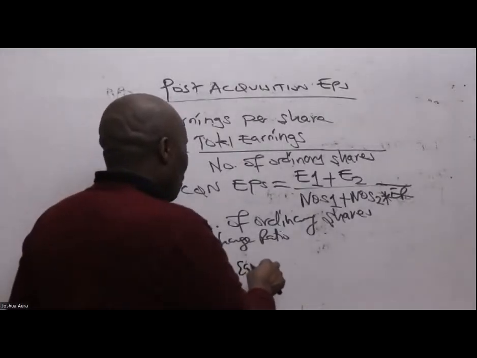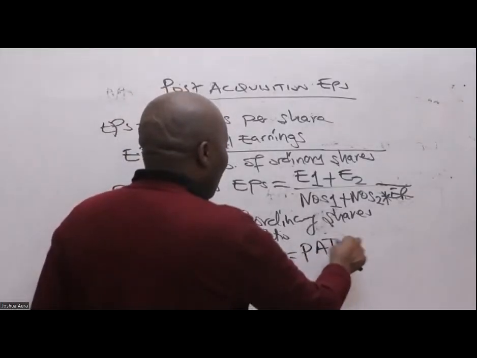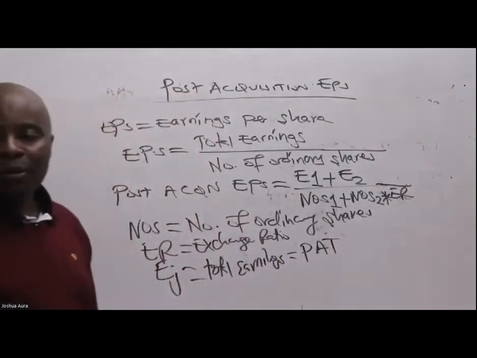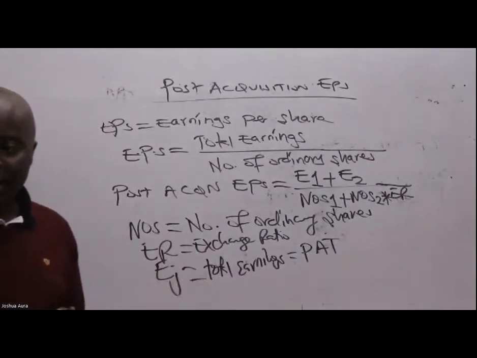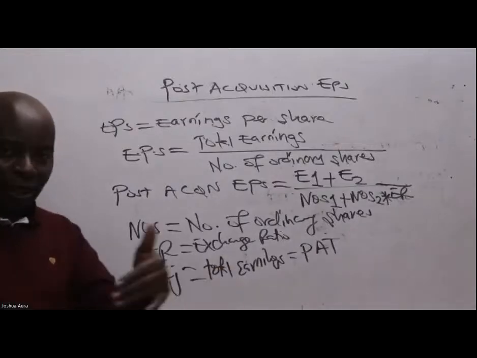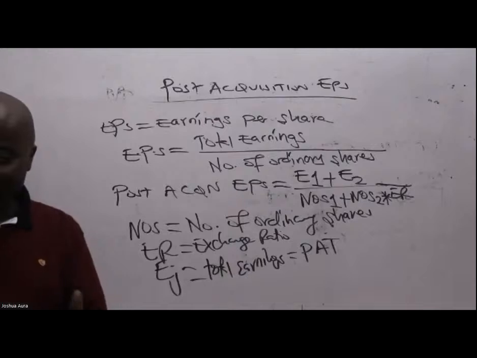The total earnings, and in our case here, total earnings would always be the profit after tax part. Profit after tax. Please write up to here. And once you write up to here, could you kindly put your thumbs up like this? As they put up their thumbs, it is a signal that Mwalimu should be able to continue.